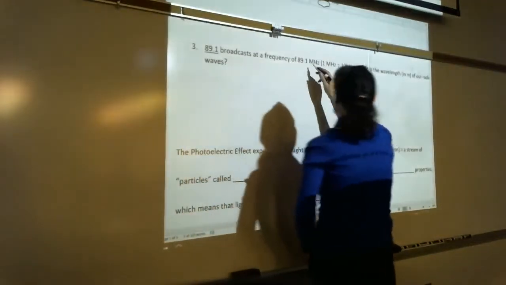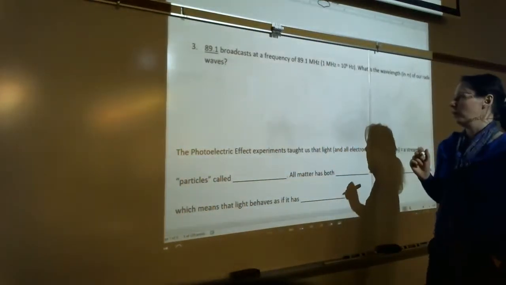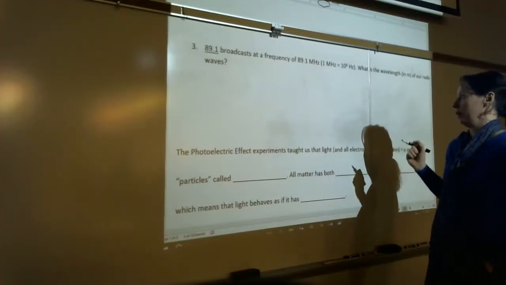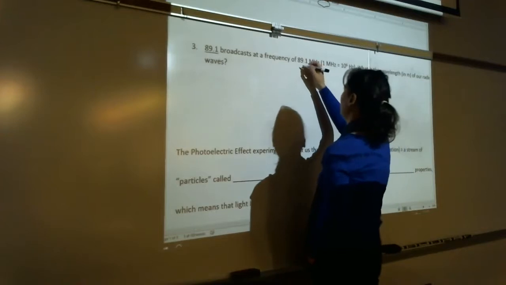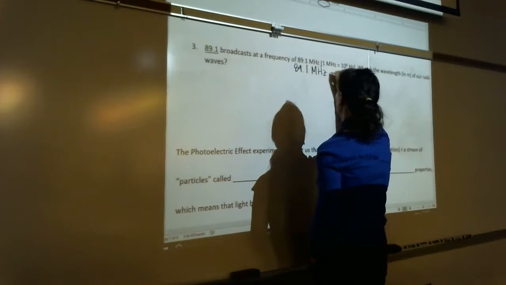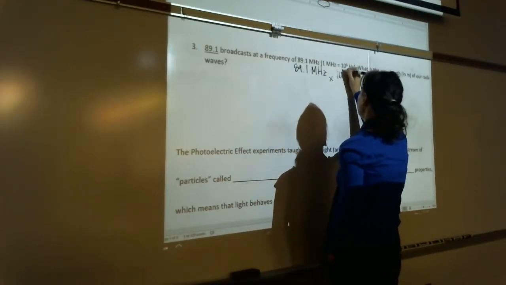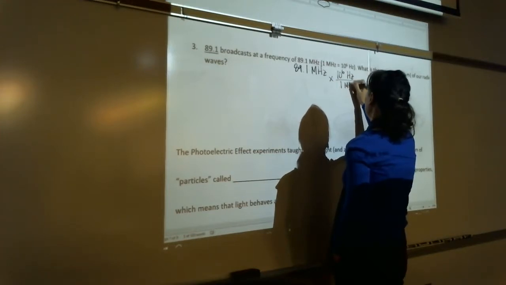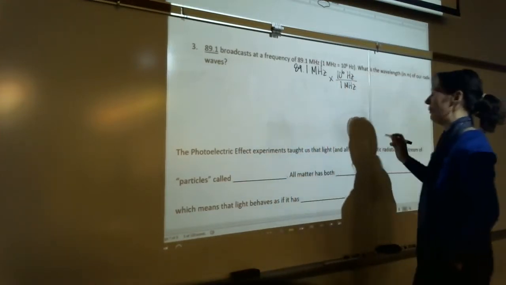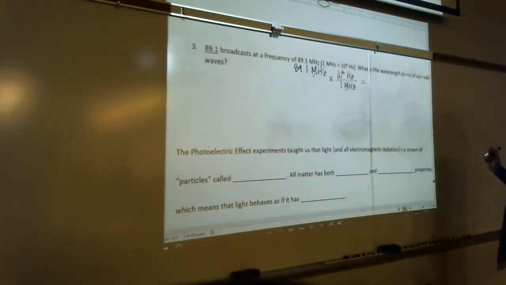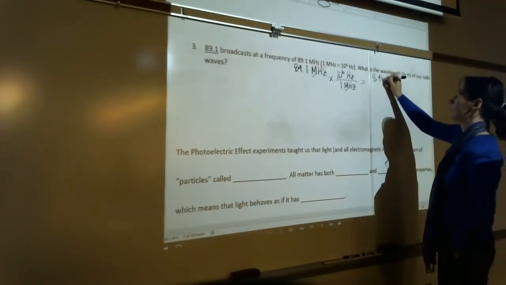So can we leave that in megahertz? No, because our formula is based on it being in hertz, not megahertz. So how are we going to do that conversion? 89.1 megahertz. There's 10 to the 6th hertz in 1 megahertz. So, the next time you stub your toe, you could say, wow, that megahertz. So what do we get for our answer? 8.91 times 10 to the 7th hertz.